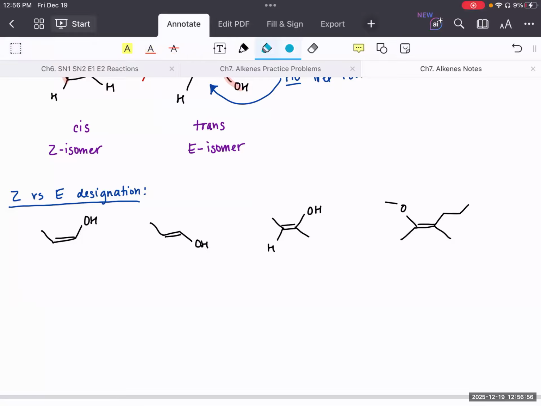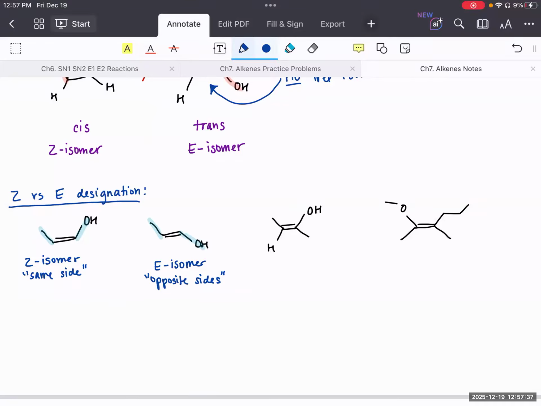And so for this first one, we have these 2 groups on the same side. And so since they're on the same side, we use the Z term. And the Z comes from a German word that means same side. So that's where the Z isomer part comes from. Here we can see that we have these 2 groups on opposite sides. And so this will be the E isomer. And so it's similar to trans in that the groups are on the opposite side of the alkene.